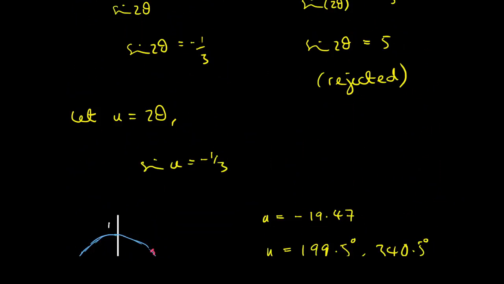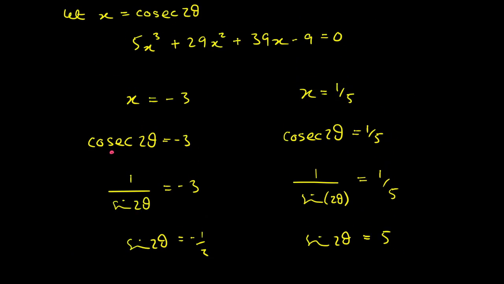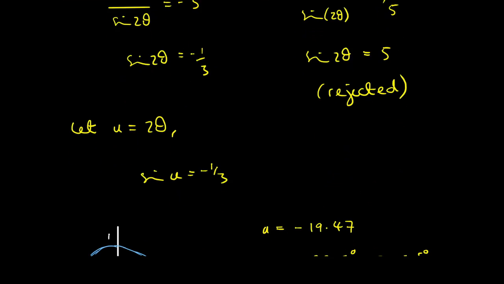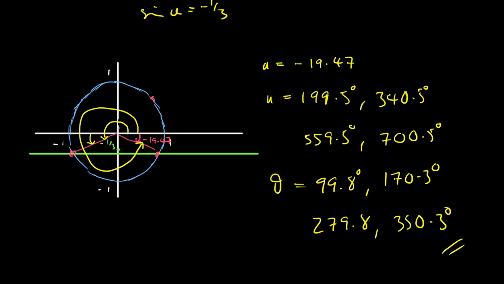I think the trap here that lots of you are going to fall into is missing out the extra solutions. We want theta between 0 and 360 degrees. So I think a lot of people will probably get the first value, and they may get two values. In this case, they'll get like 99.8 and 170.3. But there are other values for you to consider as well, so you just need to be a little bit careful about that.